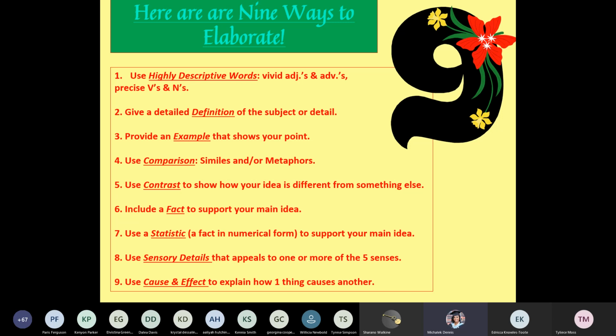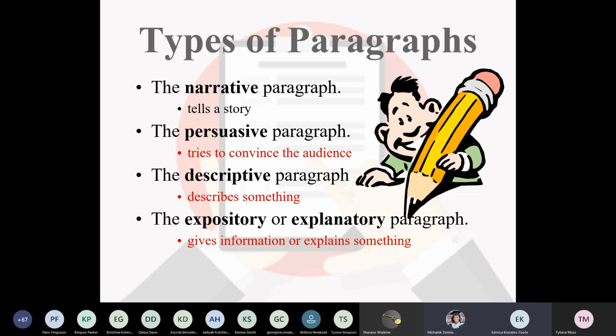6, include a fact to support your main idea. 7, use a statistic in numerical form to support your main idea. So yes, anytime we talk about expository writing, that's one of the main things. That is what we ask you for. Data, factual information, okay? 8, use sensory details that appeal to one or more of the 5 senses. And 9, use cause and effect to explain how one thing causes another. All right? Now let's move on because we're getting ready to wrap up.